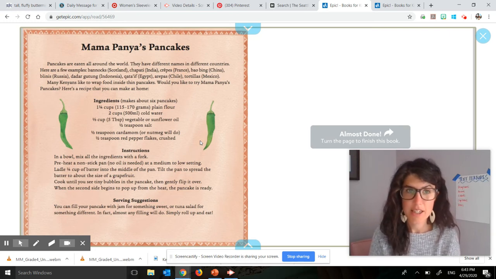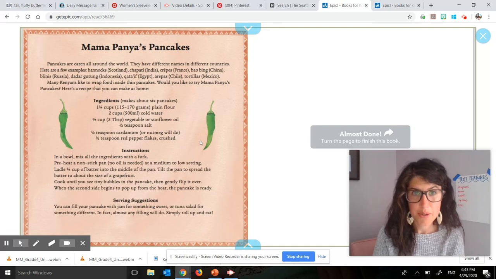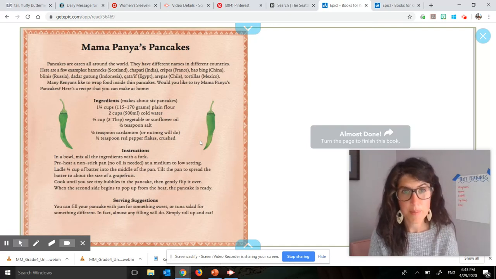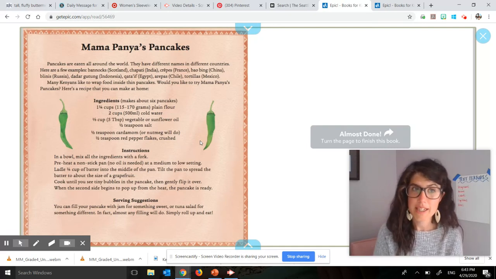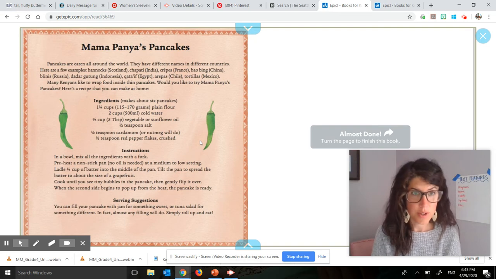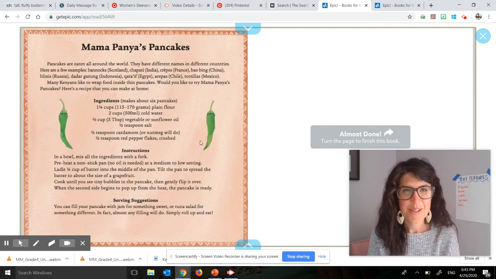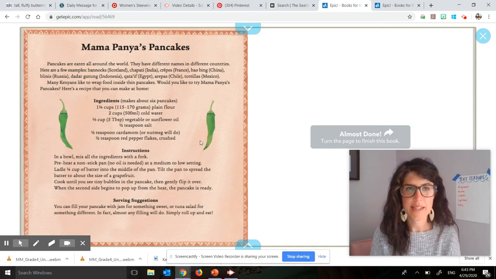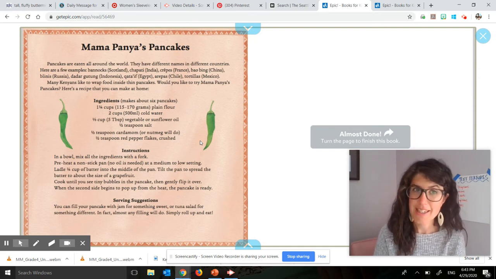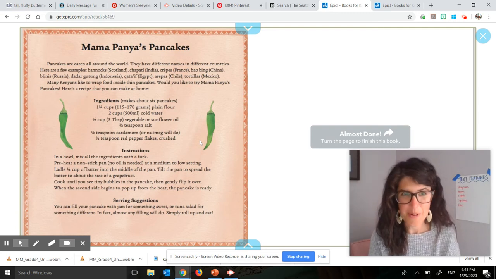Bannocks, Scotland; chapati, India; crepes, France; baobing, China; bellinis, Russia; dadar gulung, Indonesia; kataif, Egypt; arepas, Chile; tortillas, Mexico. Many Kenyans like to wrap food inside thin pancakes. Would you like to try Mama Panya's pancakes? Here's a recipe that you can make at home. Ingredients: makes about 6 pancakes.